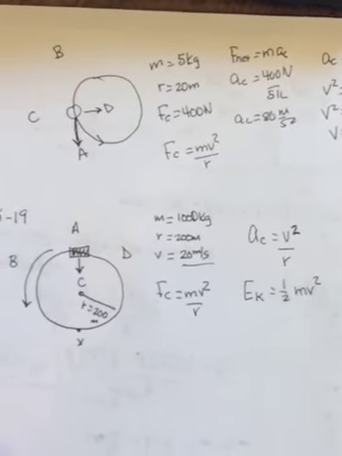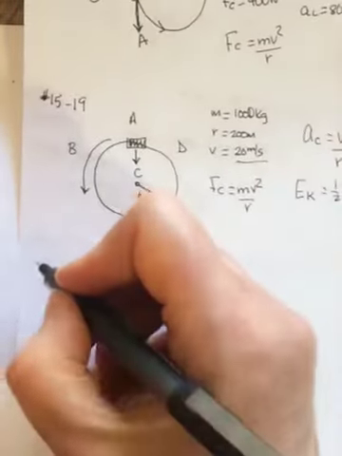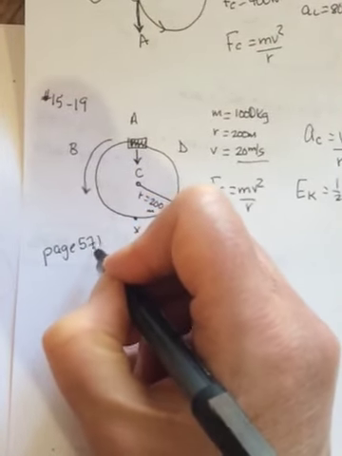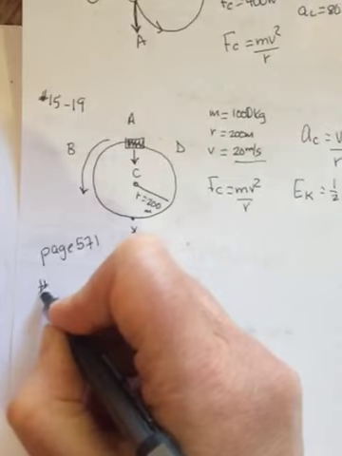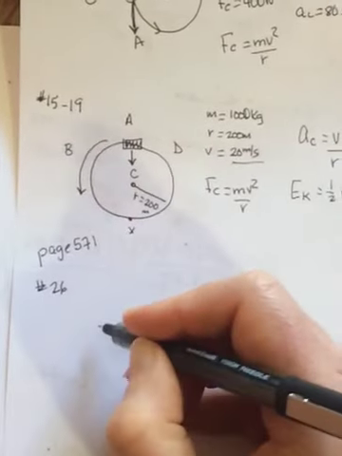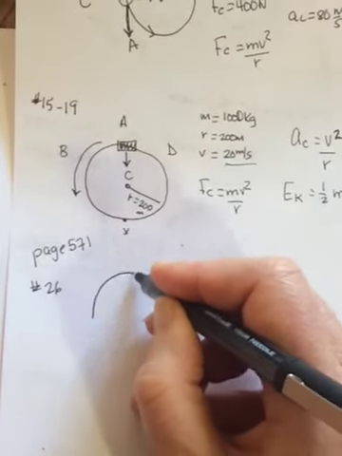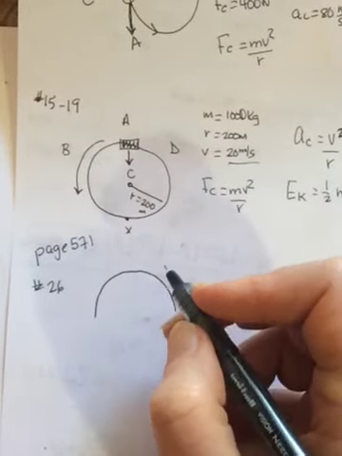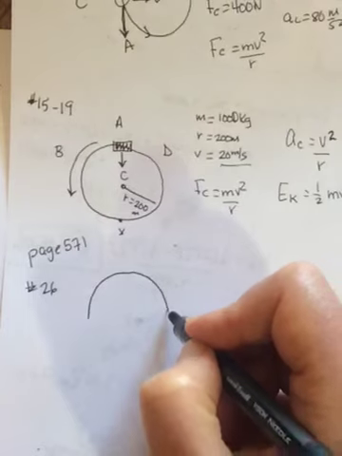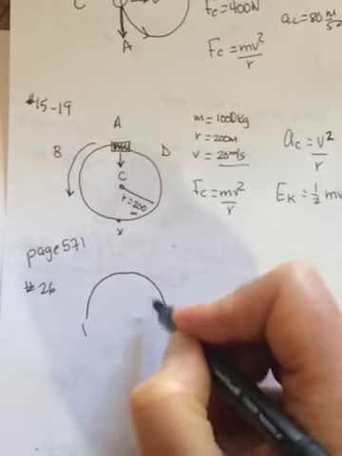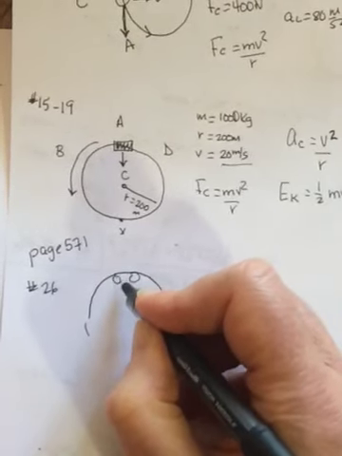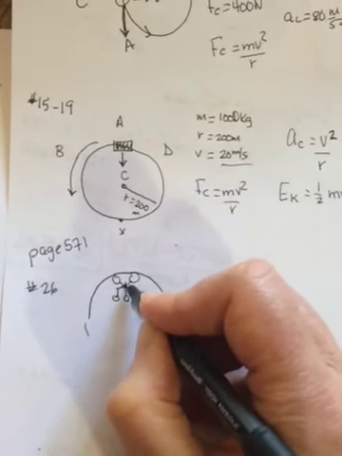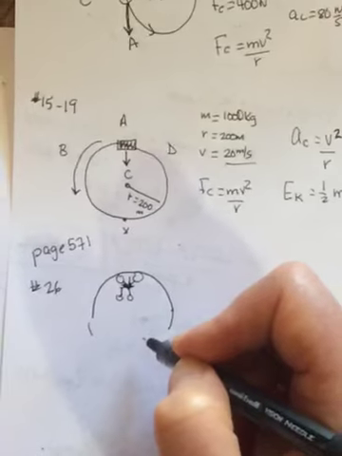And then the last 2 I asked you to do were on page 571, numbers 26 and 27. So number 26 is a motorcycle dude who is a stunt rider and he wants to do a loop-de-loop within a vertical circle, right? So he's inside this, and so at some point he will be up here hanging upside down. Okay, so here he is.